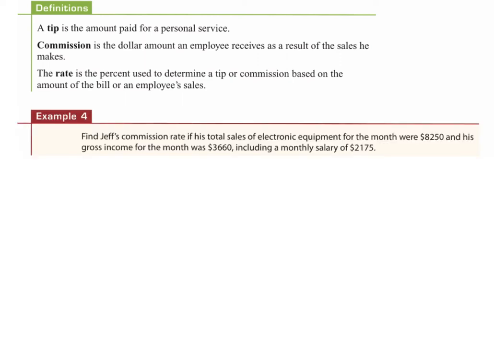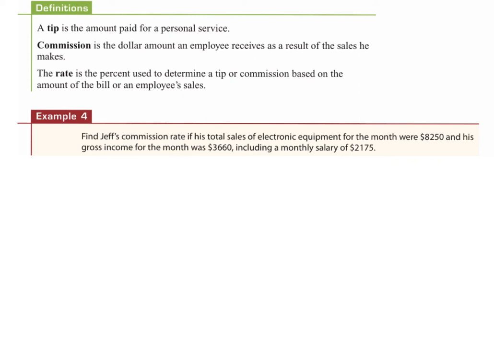Find Jeff's commission rate if his total sales of electronic equipment for the month were worth $8,250, and his gross income for the month was $3,660. This includes a monthly salary of $2,175. So let's talk about everything they gave us here. Some terms that you may not be familiar with: gross income is the total amount that's paid, specifically before taxes. So gross is what your paycheck says before the government takes out all the taxes or anything else. It's the gross amount paid.